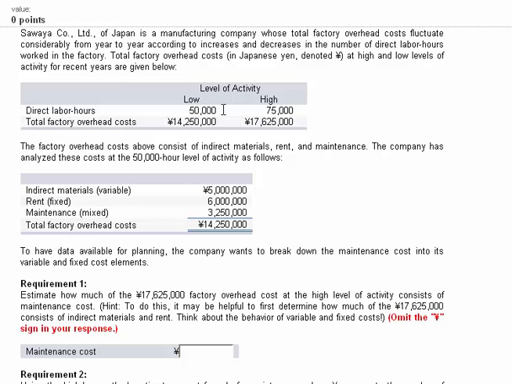So they give us 50,000 direct labor hours at the low and 75,000 at the high, and 14.25 million yen related to the low, 17.625 million yen related to the high. The factory overhead cost above consists of indirect materials, rent, and maintenance. The company has analyzed these costs at the 50,000 hour level, and that information is given right here in the table. To have data available for planning, the company wants to break down the maintenance cost into its variable and fixed elements.